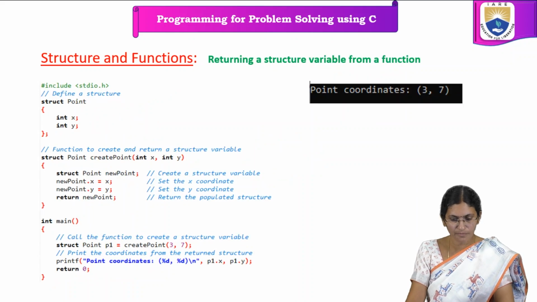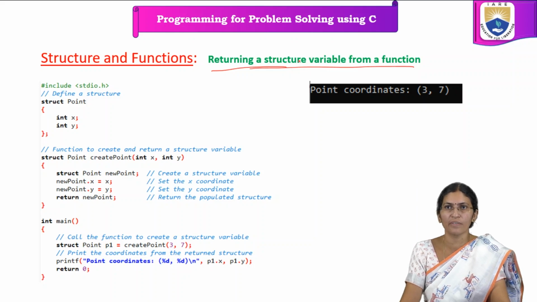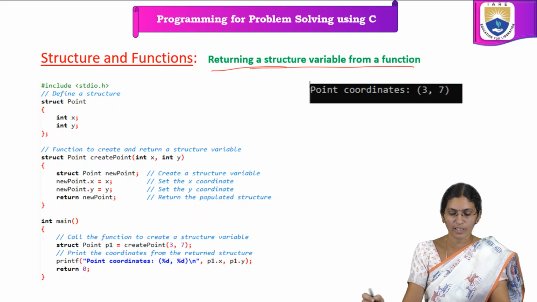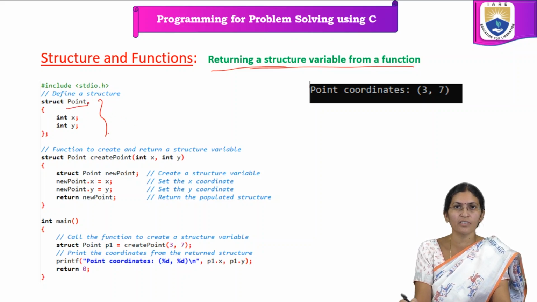Next is how to return a structure variable from a function. This is one more concept, where suppose we need to return a structure variable from the function. For that, let us see one example. Consider the structure definition struct point. The name of the structure is point here. We have two variables, x and y, and both of them belong to the integer data type.